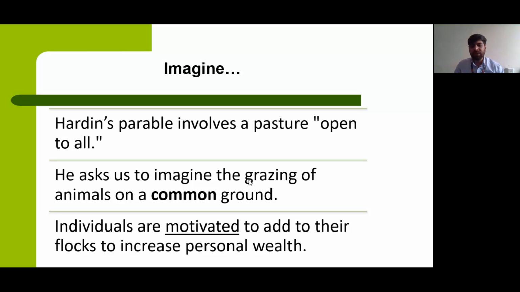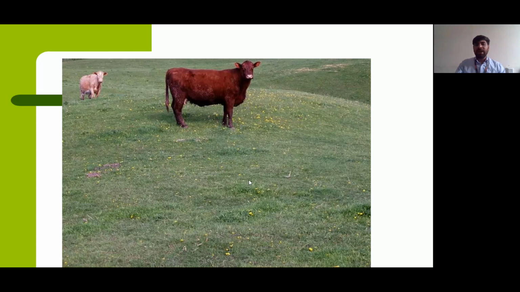Individuals are motivated to add to their flocks to increase their personal wealth. So it's an interesting story. At the start, consider a village around which there is a ground available to all the farmers who stay in that area. The farmers used to sell their milk to the nearby city, gain some profit, and buy products from the city.